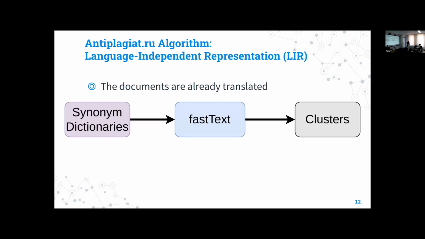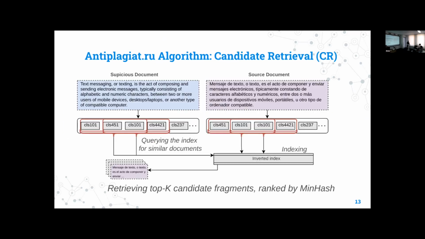In the language independent representation step, we already have the text in the source language, so we don't have to use multilingual synonym clusters or anything like that. Here they use just different synonym dictionaries, and supplement them with fastText as the analog of our machine translation. Then they have the clusters and they use them.